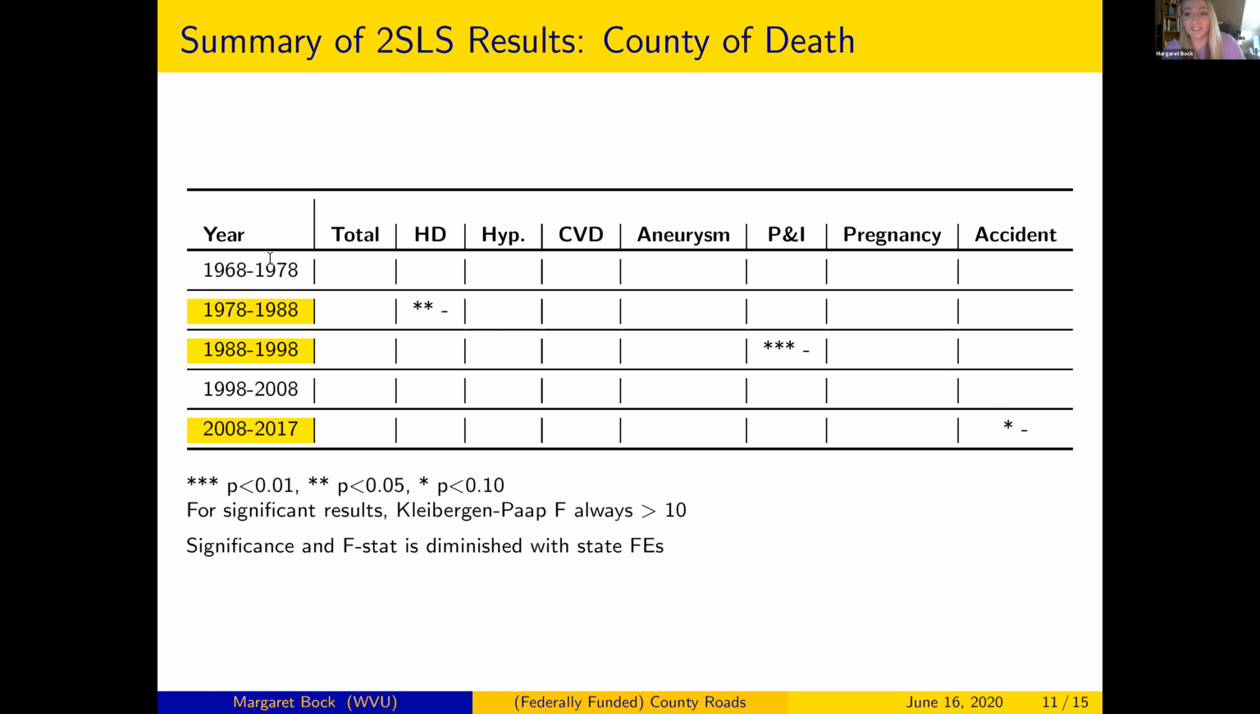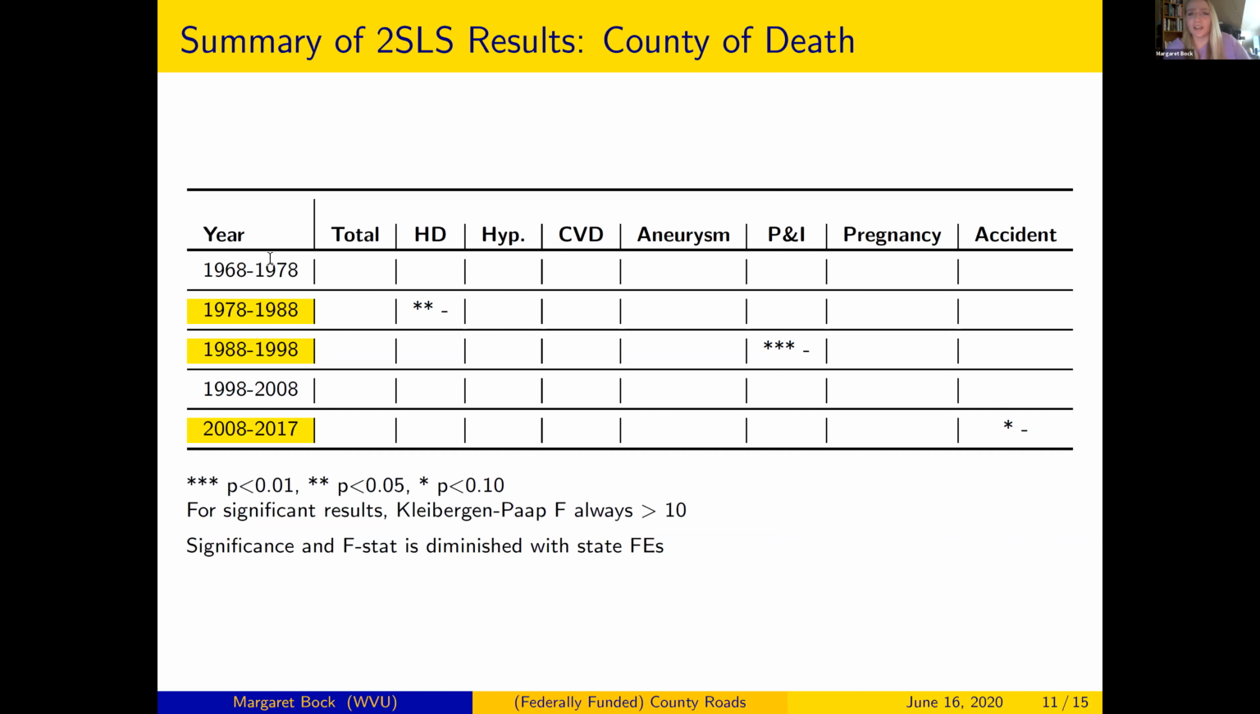Across time, it's not consistent, and even within causes of death, it's not consistent either. But for these significant results, my Kleibergen-Paap F is always above 10, so that means I have a very relevant instrument. But this strong instrument goes away if I add state fixed effects.